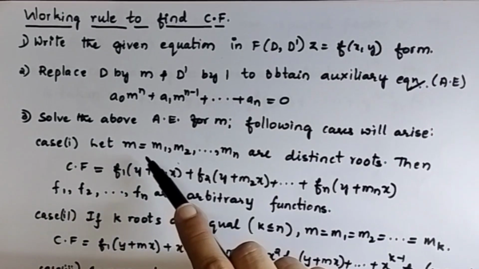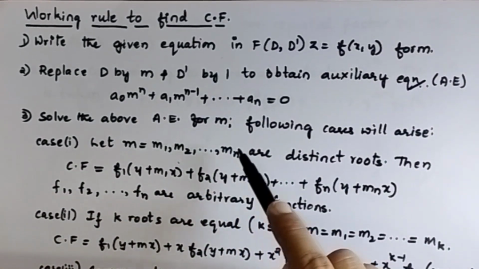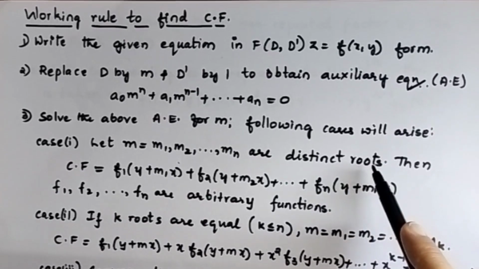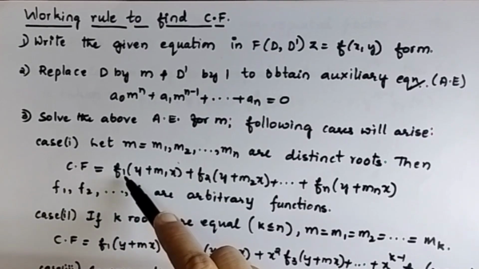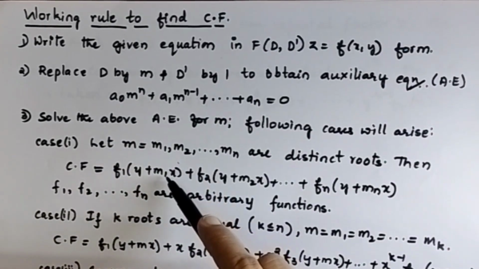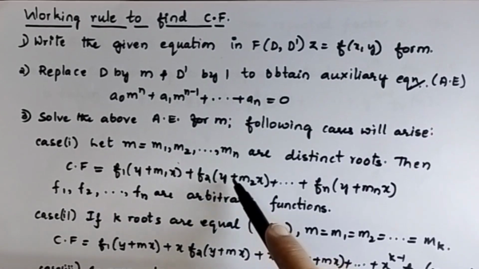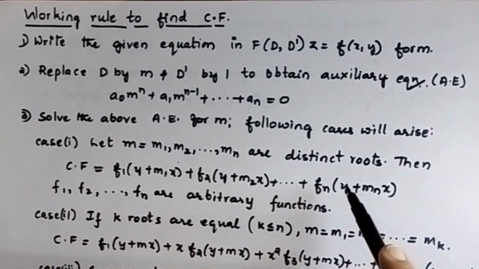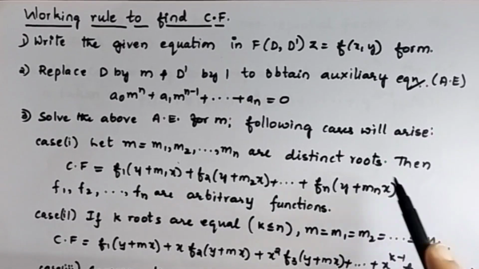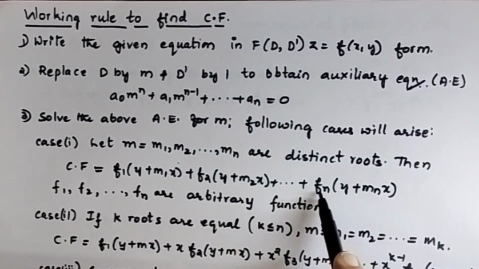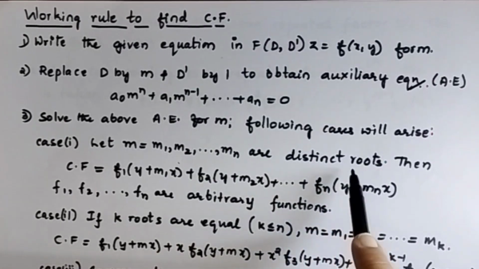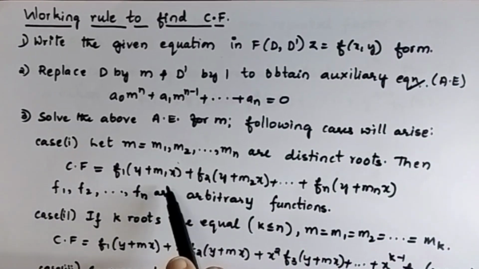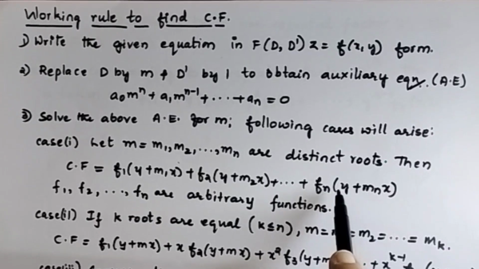First case is let m equal to m1, m2, so on up to mn. These are all distinct roots. There are no repetitions. In that case, complementary function is taken as f1 of y plus the first root m1x, plus f2 of y plus m2x, plus so on up to fn of y plus mnx, where these f1, f2, so on up to fn are arbitrary functions. Here the roots may be real or complex, but the roots must be distinct. In the case of complex roots also, the same method is to be followed.